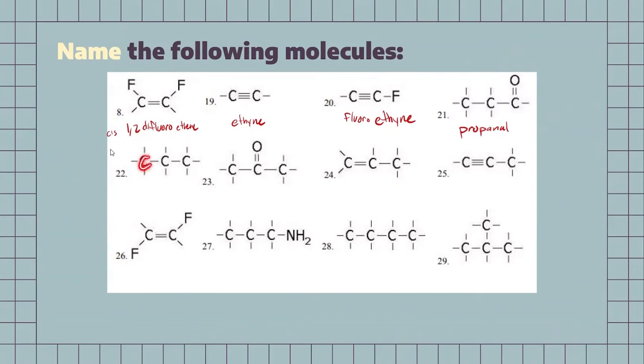Next, 1, 2, 3 carbons. So this is just going to be propane. Now this one is a ketone because we have a carbon chain on one side and another carbon chain on the other. So this one would just be propanone.